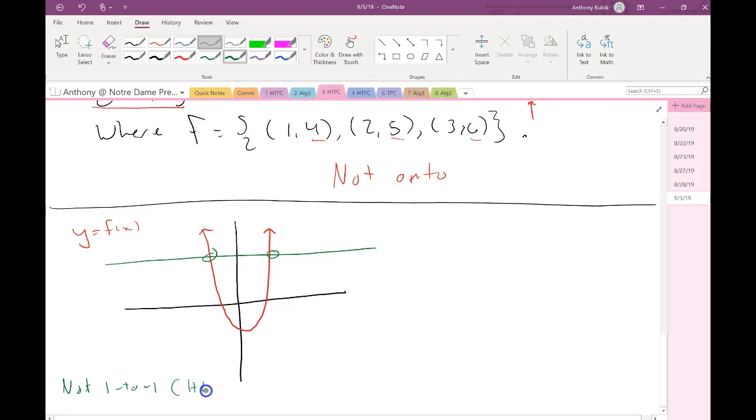Oftentimes we can check to see if a function is one-to-one by doing what's called a horizontal line test. And from this, the fact that f of x is not one-to-one, we can say that f inverse is not a function.